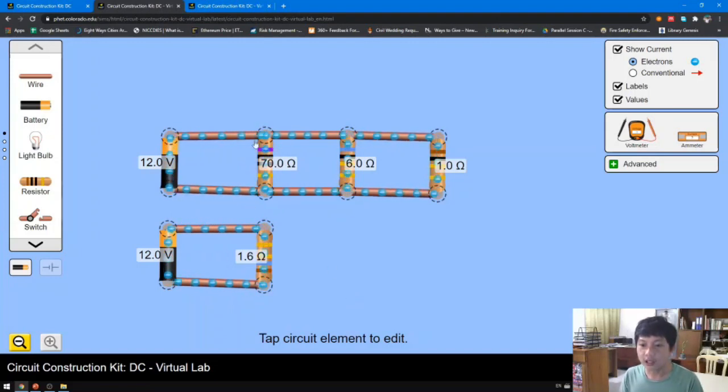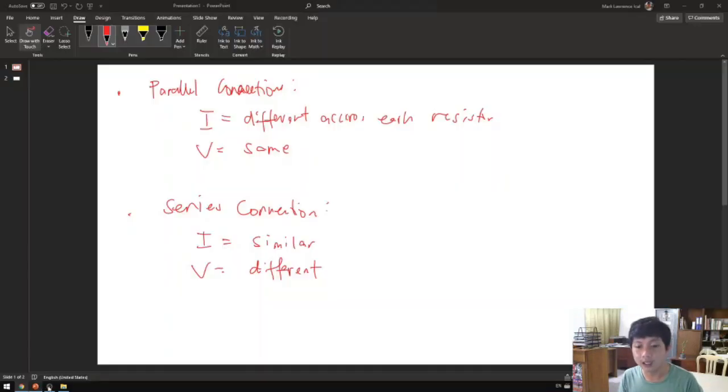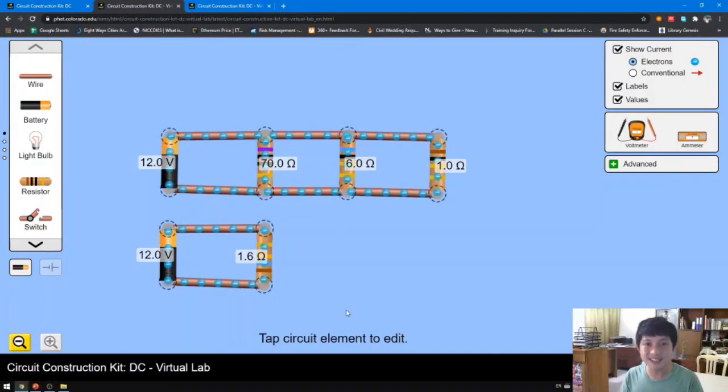The current flows differently in each resistor when they are connected in parallel. So the currents are different across each resistor in parallel. But the voltage remains exactly the same. So the flow of electrons across each is the same. But the current that flows in each resistor in parallel is different. So practically, the higher the resistance, the smaller the amount of current that flows.